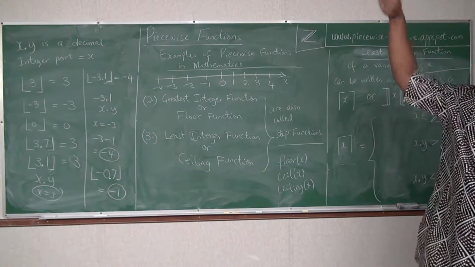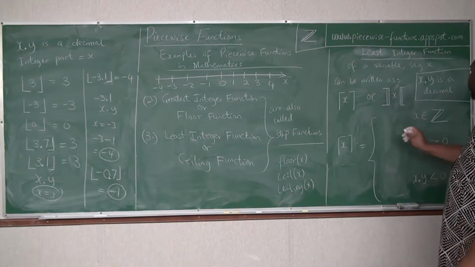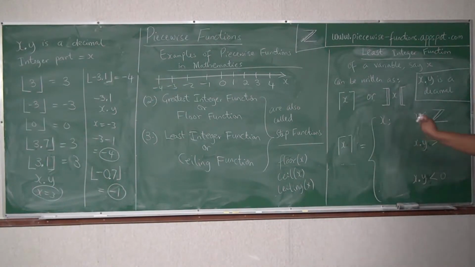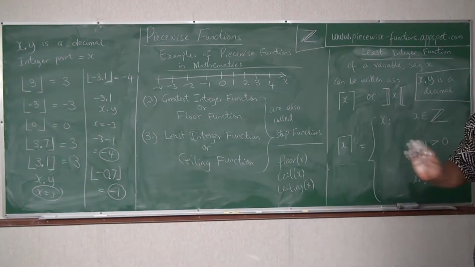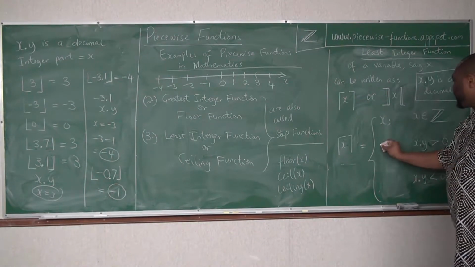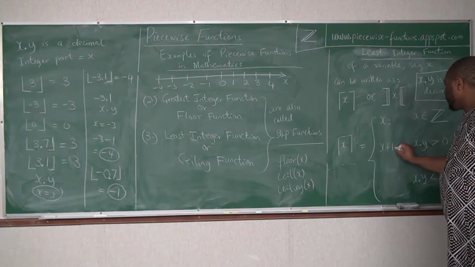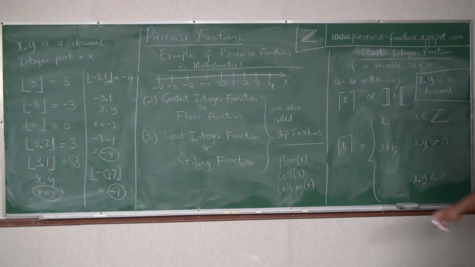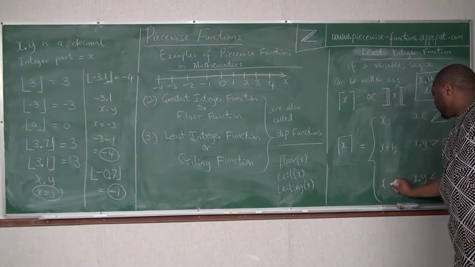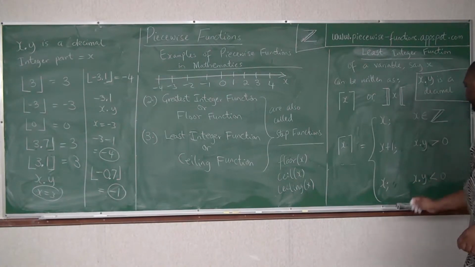The least integer that is greater than or equal to that number. So this will give us x if it's an integer. It doesn't matter. Once it's an integer, it's the value of that integer, period. Now if it is a positive decimal, greater than 0, then this will give us x plus 1. That is the integer part plus 1. And if it is a negative decimal, it will just give us x.